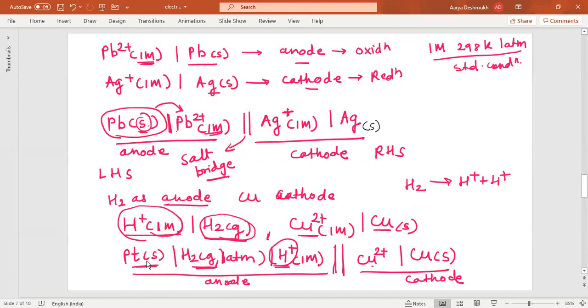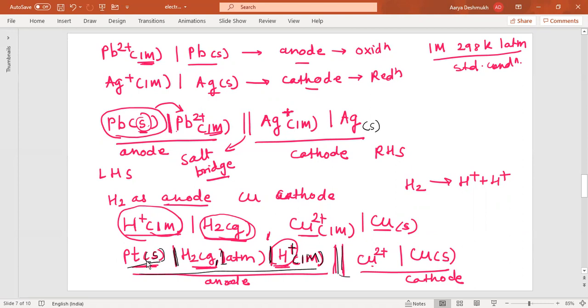To formulate this, start with the electrode, platinum in solid phase. It's a platinum electrode. Then the single vertical line indicates the phase boundary. H2 indicates its gas phase. Whenever it is a gas, it should be at 1 atmospheric pressure. Separate this with one more single vertical line. It represents the concentration of the H plus ions in aqueous phase, and join this half part, which acts as the anode here, with the double line, that is, the salt bridge.